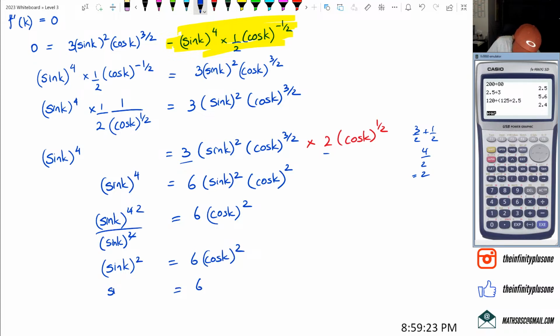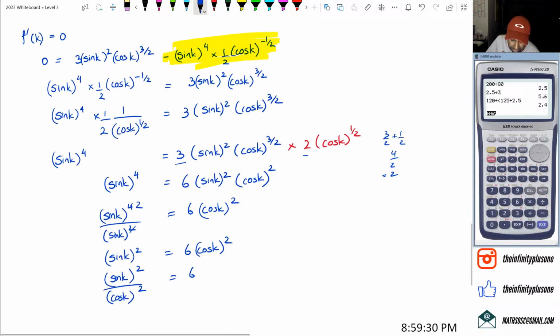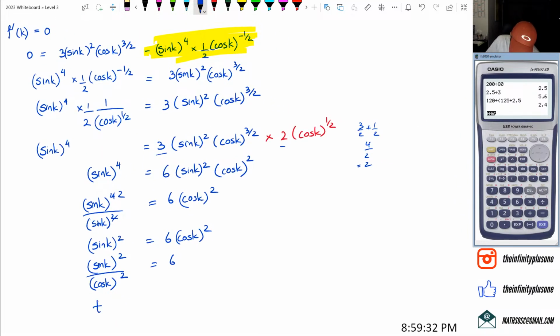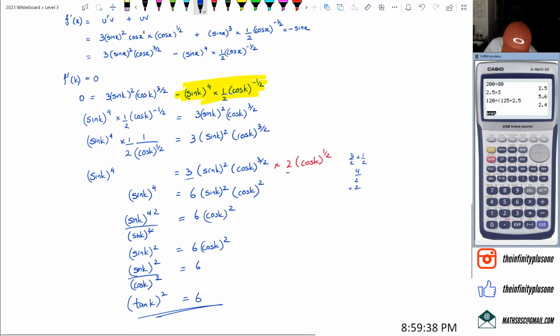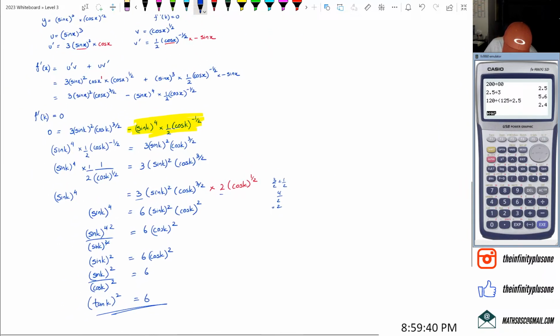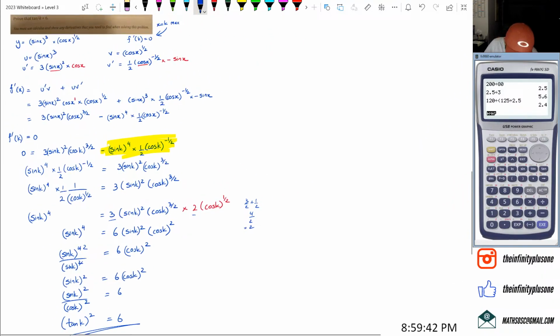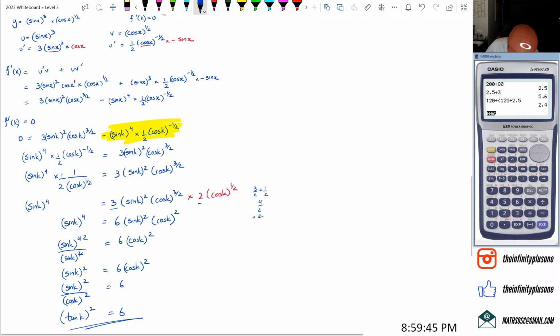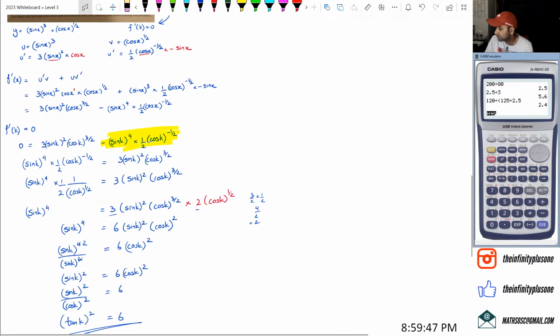And then 6 is equal to sine k squared divided by cos k squared. And if you remember, sine over cos is tan, so tan k squared is equal to 6, and that's my proof right there. Because I think the original question asked, prove that tan k squared x equals 6.